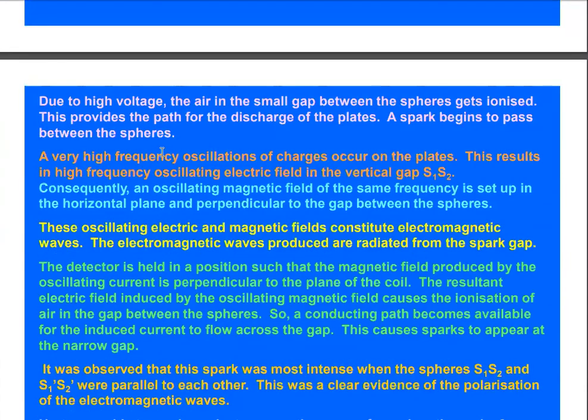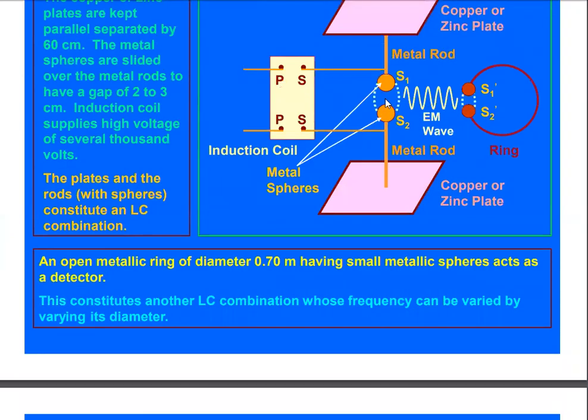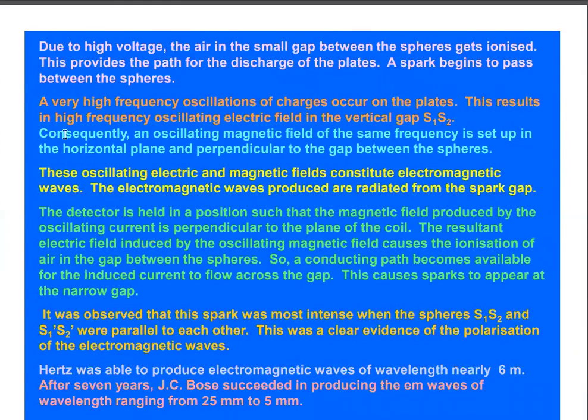So a very high frequency oscillation of charges occurs in the plates, and this results in a high frequency oscillating electric field in the vertical gaps S1 and S2. So you see here, an electric field with high frequency will exist because of this ionization and oscillation of ions. Consequently, an oscillating magnetic field of the same frequency will be set up.